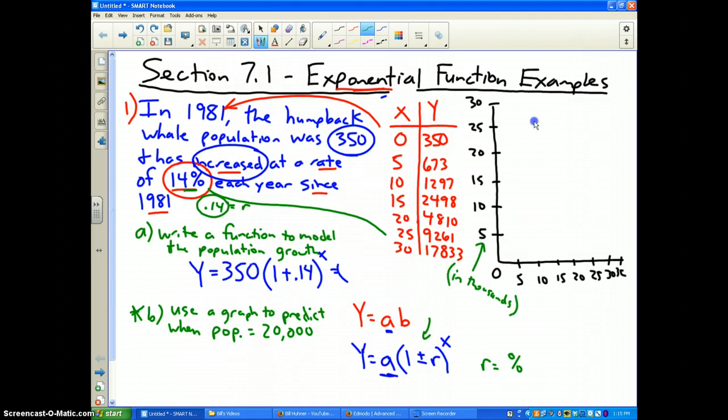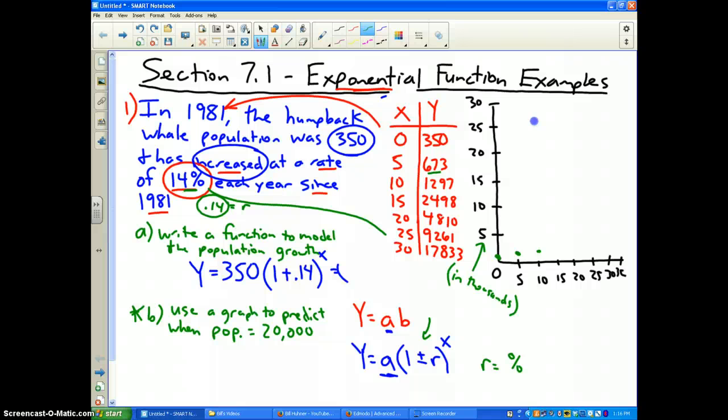All right. So if I plot my numbers at 0 in 1981, year 0, there was about 350. That's way down here. After 5 years, it was 673. That's still way down here, because remember, these numbers over here are in thousands. Year 10, we're finally at 1,000, which is about right there.